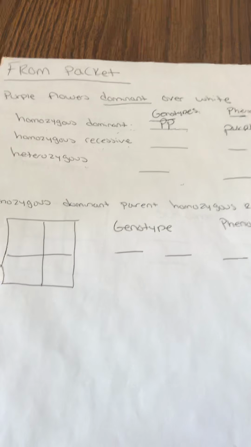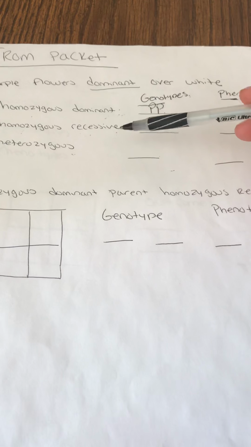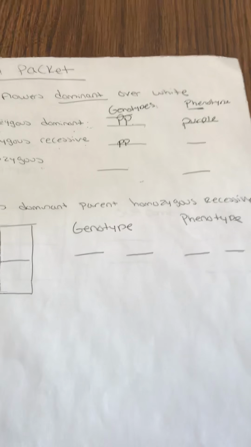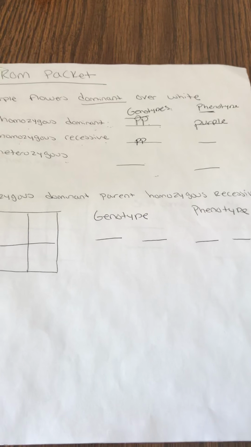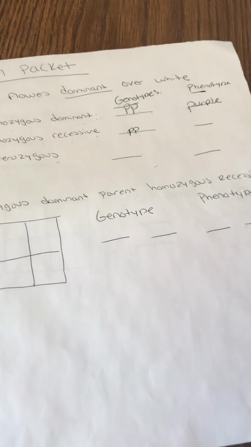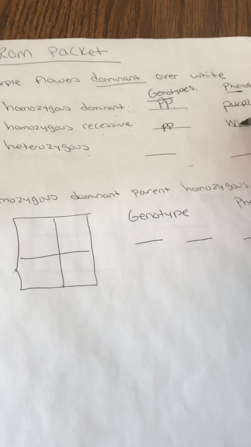Okay. Now we have homozygous recessive, which we said was same and little. So we're going to have two lowercase p's. Make sure that me and Mrs. Plato can tell what is lowercase and uppercase. Recessive trait is going to be white. So we're going to go ahead and write that under phenotype.